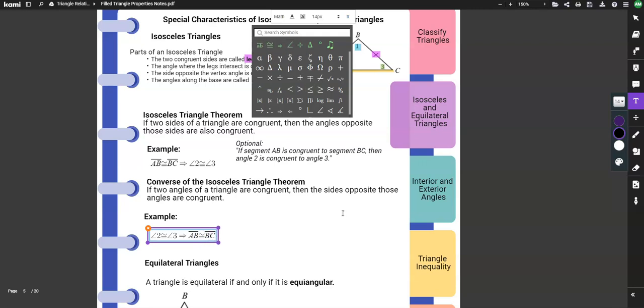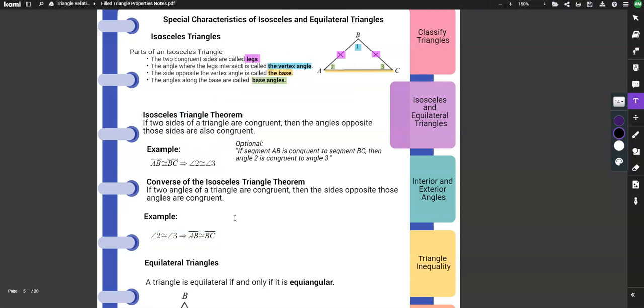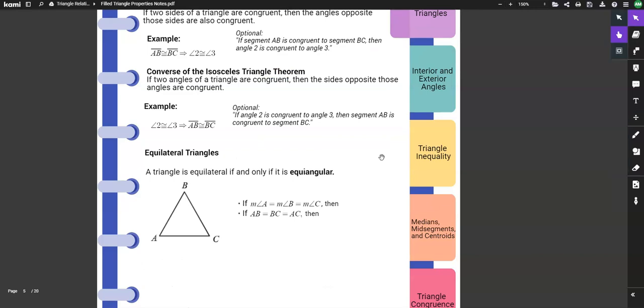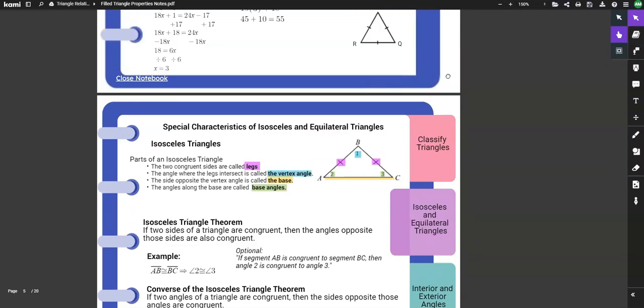So this does tell me this is a biconditional statement, since both the original conditional statement and the converse are true. So we can say two angles of a triangle are congruent if and only if the sides opposite those angles are congruent.